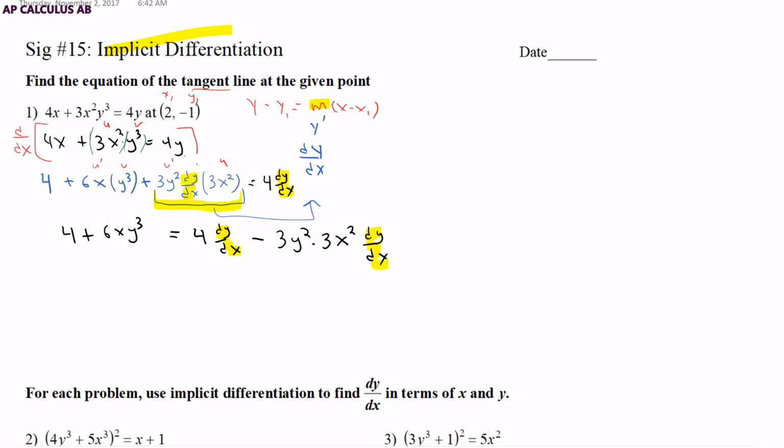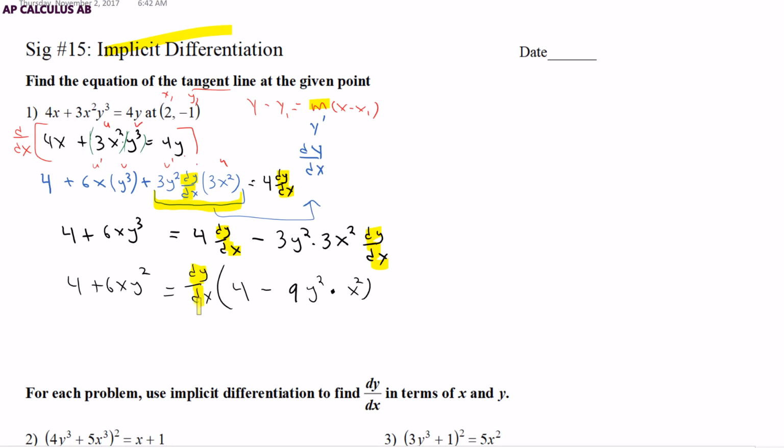And so now we can factor out the dy dx, right? So here's dy dx. What's left on the inside is 4 minus 3y squared times 3x squared, which I probably should have cleaned up a little while ago, but please notice that when I multiply 3 times 3, we're going to get 9. So let's go and just write that here. Let's erase this, and we're going to write 9. Right? 3 times 3 is 9.